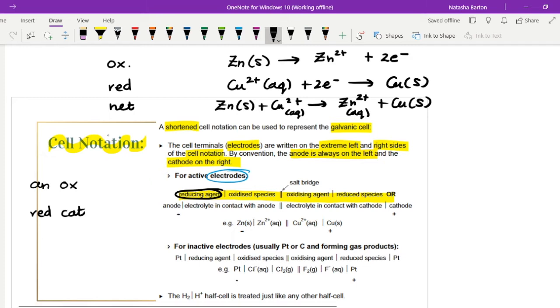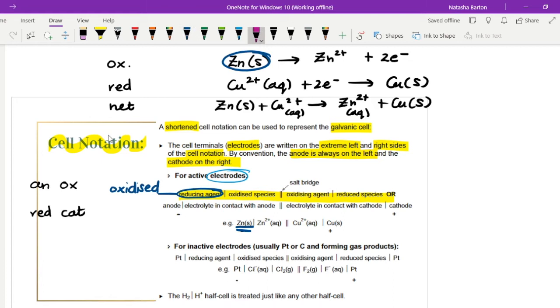So on the far left, you're going to have your reducing agent. You guys literally just need to memorize this. Your reducing agent, remember, is the substance that is being oxidized. In this case, our zinc solid is the reducing agent. It is what will be oxidized. So we write down zinc solid first. It is our reducing agent because it is oxidized.